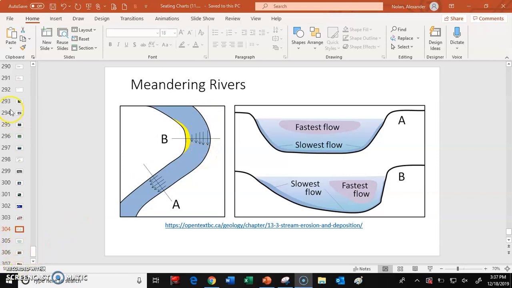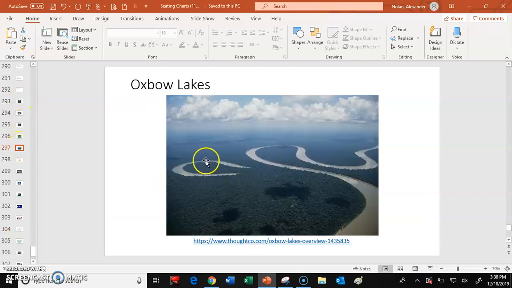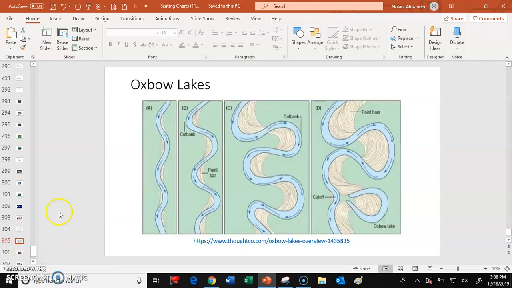So Oxbow Lakes, let's jump back here and take a glance at them again. Remember, this is an oxbow. This is a piece of the river that has sort of been pinched off. And so I want to show you an image here. This is a pretty nice sequence of images. If we imagine we're starting over here with River A, right? Kind of a gently meandering river.